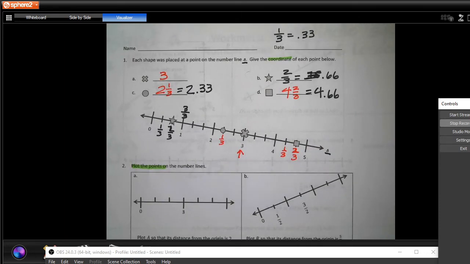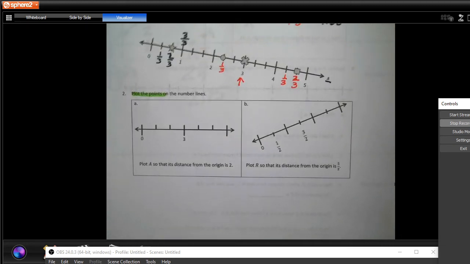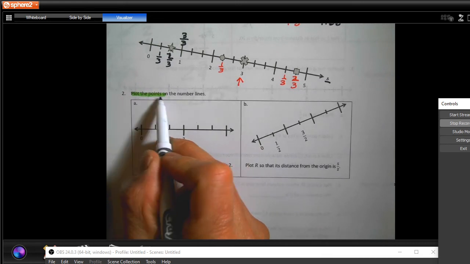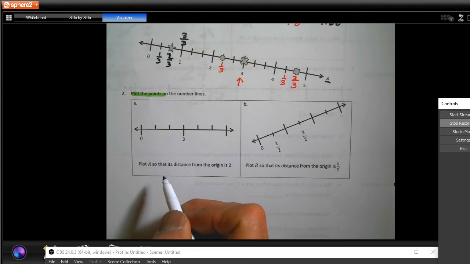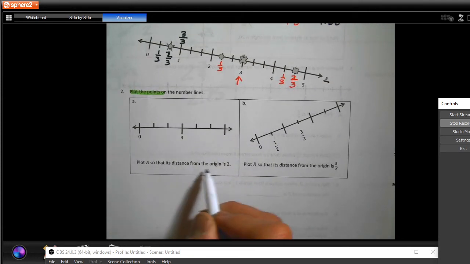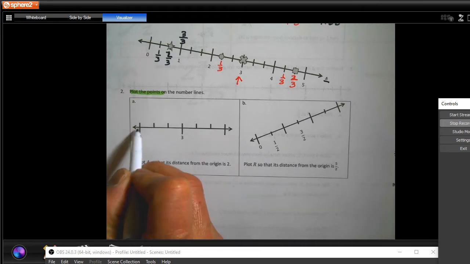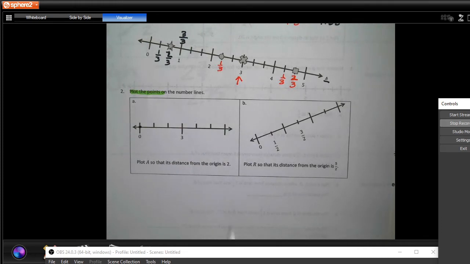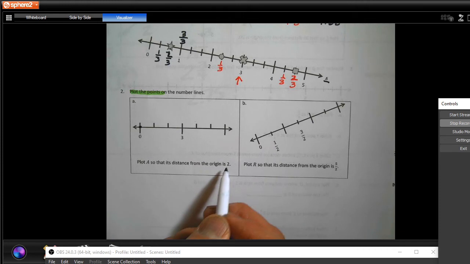I hope you're getting this information, because it's going to get a little more complex. Remember, we always start simple. All right, let me switch this right here. Plot the points on the number lines. Okay, this one says to plot A so that its distance from the origin is 2. And remember, the origin is the beginning. So here's the beginning. And the distance from the origin is 2.